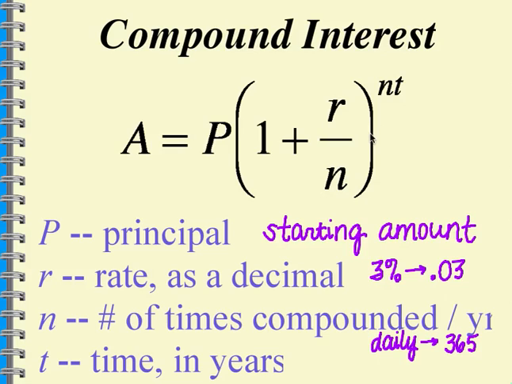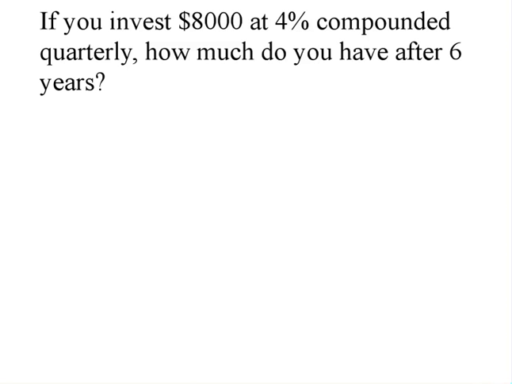After you get that down, I'm going to go to the next slide, which will be a problem. It says if you invest $8,000 at 4% compounded quarterly, how much do you have after 6 years? Believe it or not, when I was in high school, in my savings account, I was earning 3% interest. A lot. Right now you're lucky to get 0.5%. So it was paying quite a bit more back then.